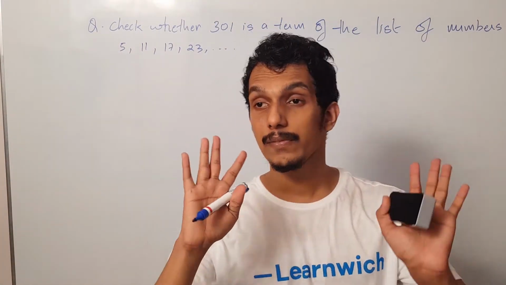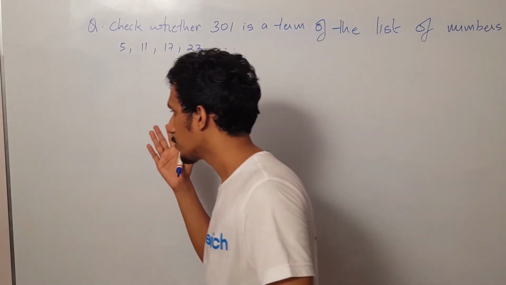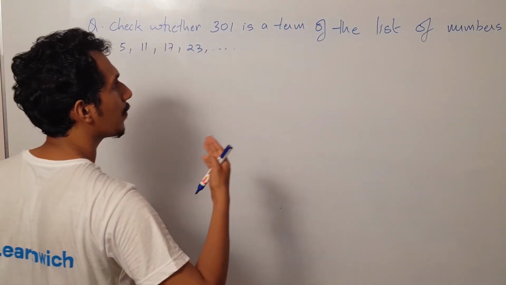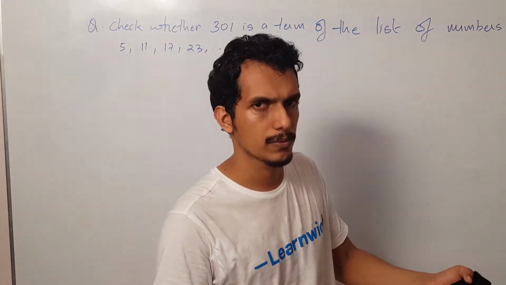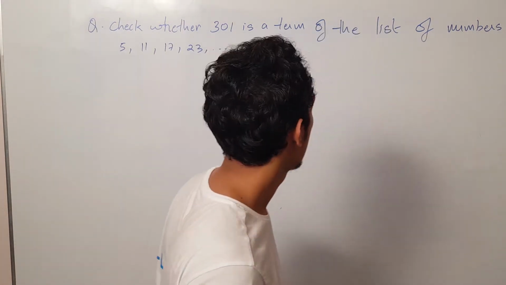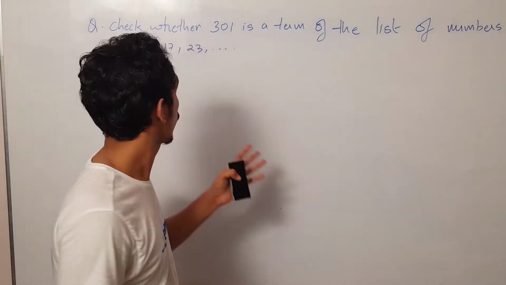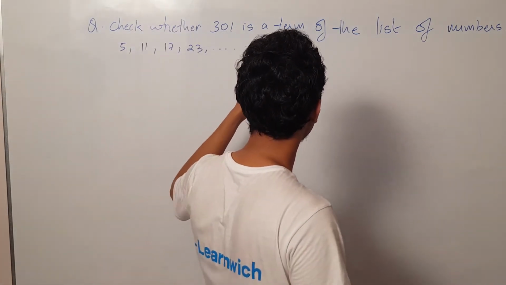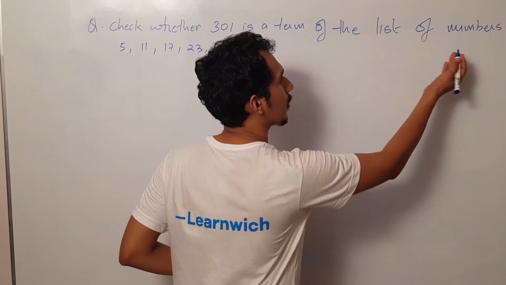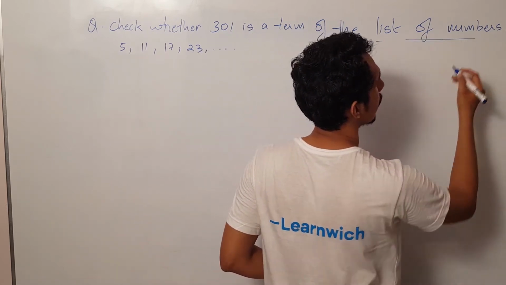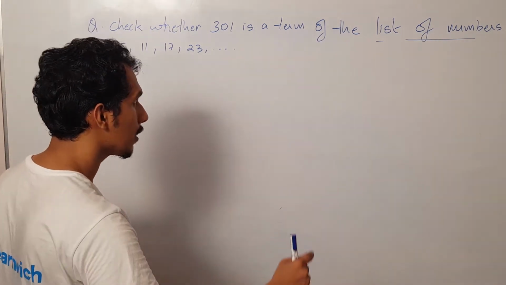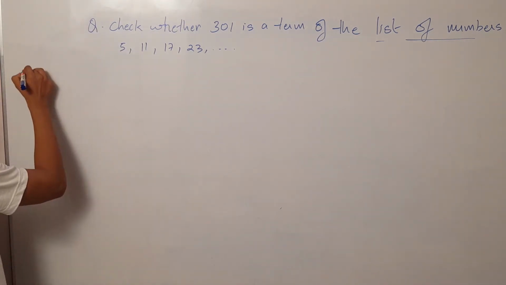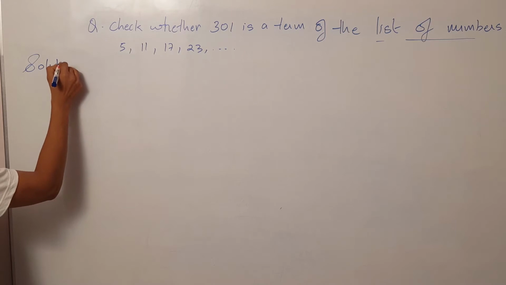Now observe this question. Check whether 301 is a term of a list of numbers. We have already seen such a question, to check whether this is a part of this AP. But there is a difference in this question. What does it say? Check whether 301 is a term of the list of numbers. It only says it's a list of numbers. They are not saying whether it's an AP or not. So what is the first thing we should do? You should confirm whether it's an AP. Alright, so let's say solution.